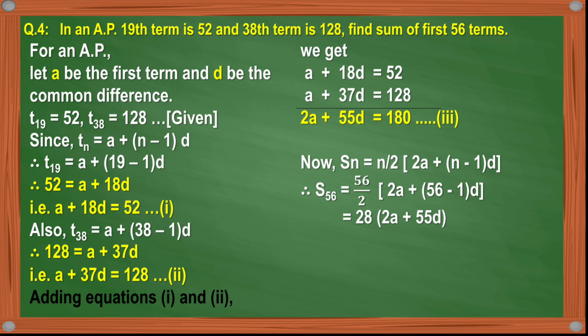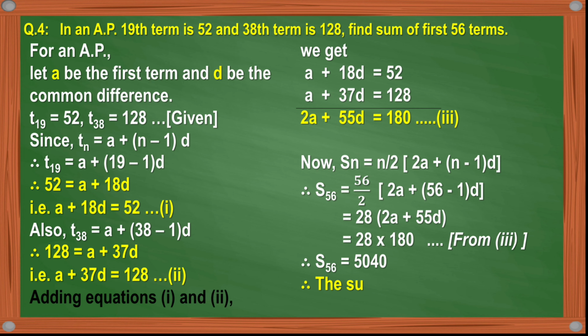So we have the value of 2A plus 55D, that is 180, which has been shown in equation number 3. We'll put the value 180 and we'll write from the third. Now 28 multiplied by 180 is 5040. So therefore the sum of the first 56 terms is 5040.